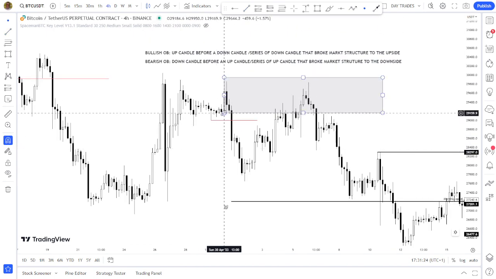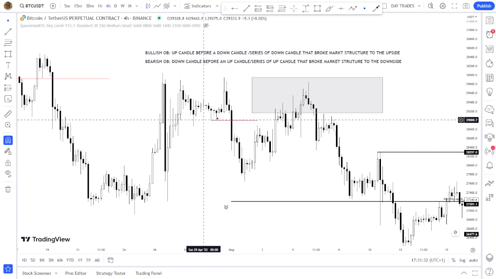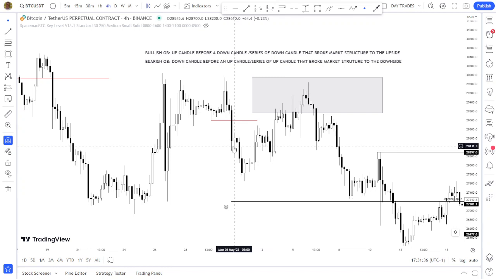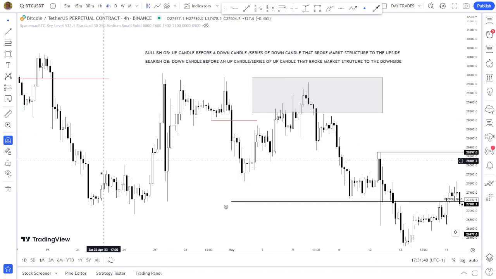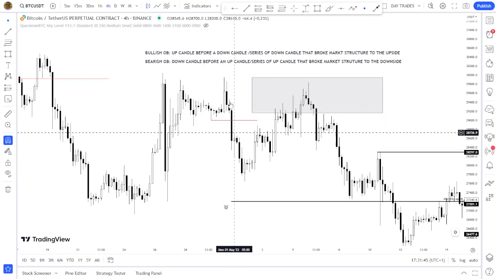We have this up candle. Let me quickly remove this box. So we had this up candle, right, before these down candles that broke this initial structure here. This was the previous low and it was broken, creating a new lower low. Right, so you have to have an understanding of what market structure is before you can know how to use an order block.